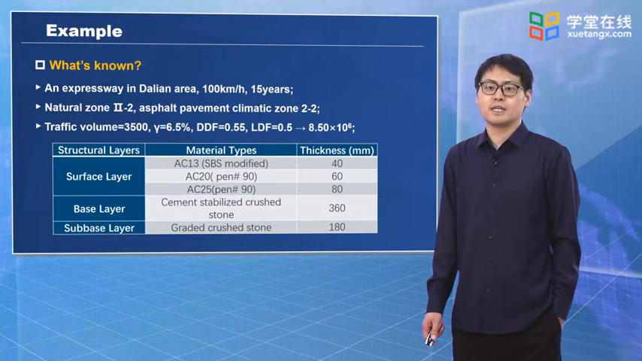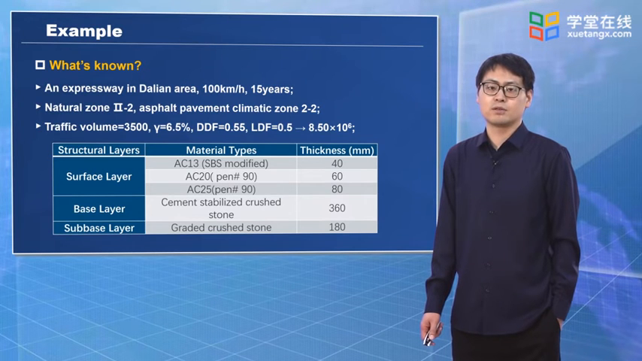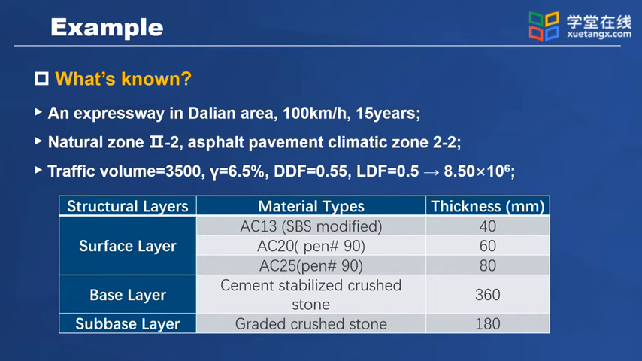In terms of traffic data, with 15 years design life, 3,500 per day traffic volume, 6.5% increase rate, 0.55 direction factor, 0.5 lane distribution factor. The accumulated traffic volume in 15 years is 8.5 million, which can be classified as heavy traffic. Based on the local experience and the specification requirements, material availability, construction conditions, the pavement structure as shown in this table was proposed.